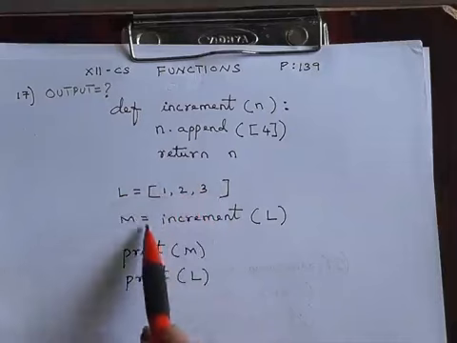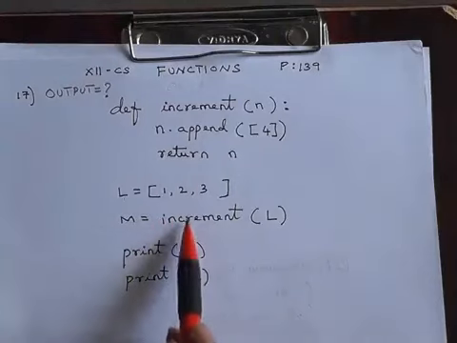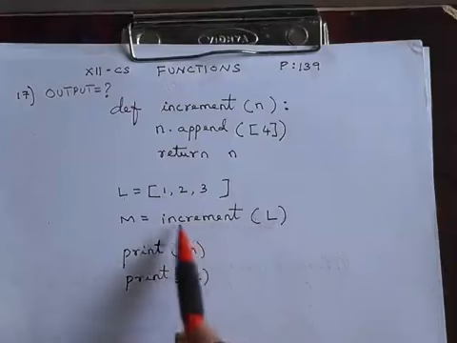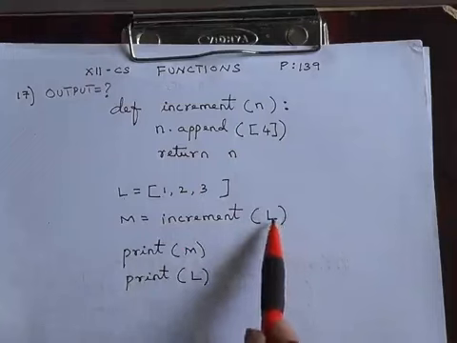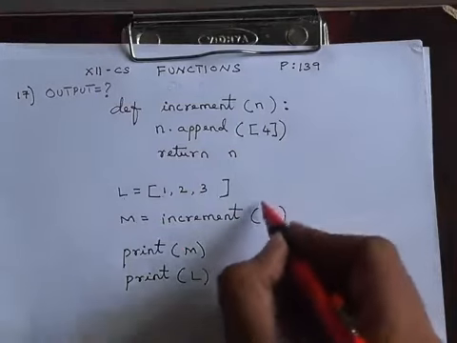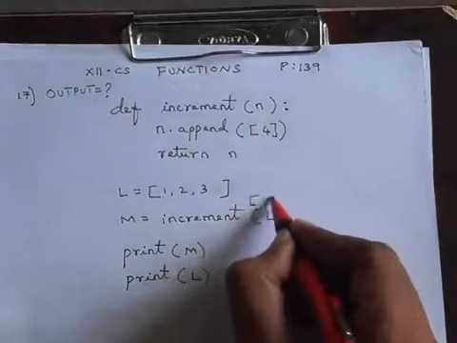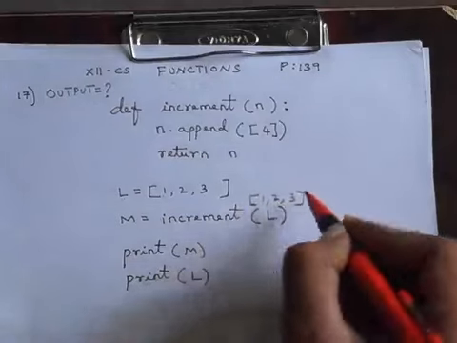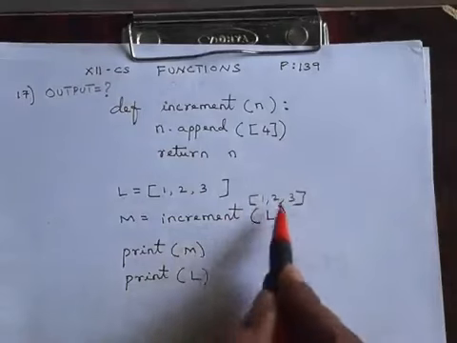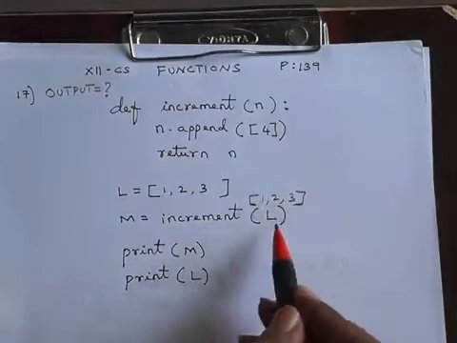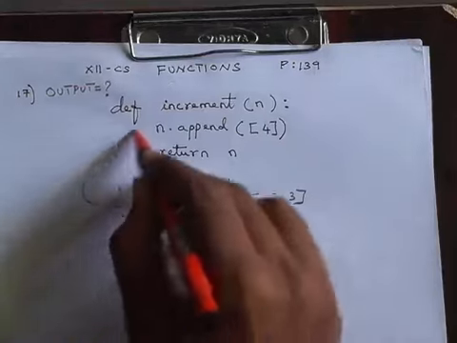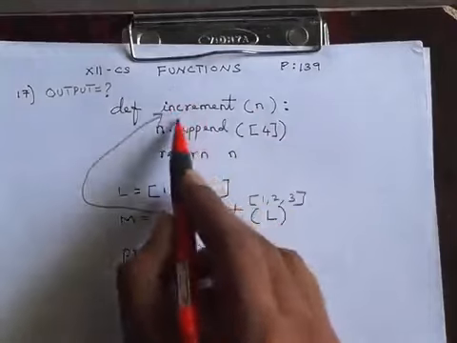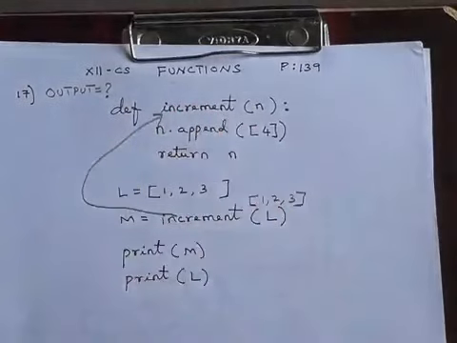Then it comes to the next line. Then after the equal to it will come. What is this? It is an increment function. This is the increment function call statement. Here what is the value of L? This L contains list of 1, 2, 3. Am I right? So it is increment within the bracket list of 1, 2, 3. So this increment call statement will call this increment function definition.